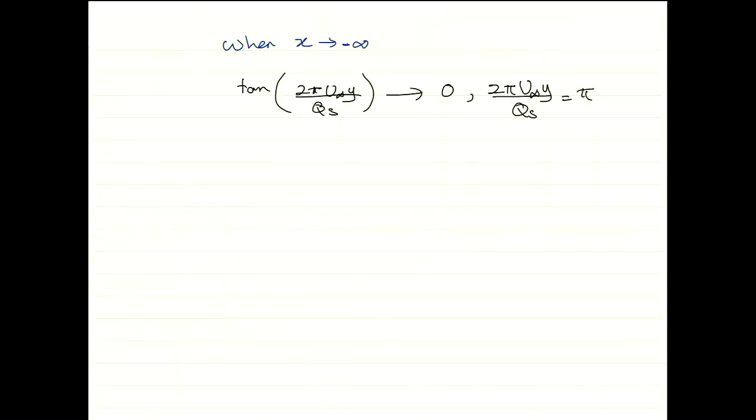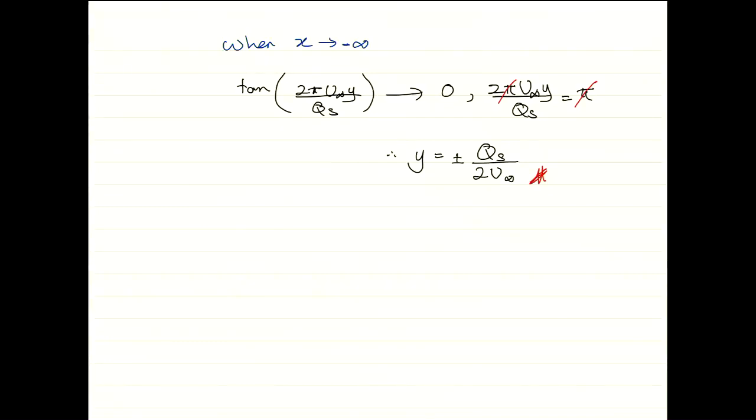Okay, because we know that tangent pi equals or approaches 0, right? So all I'm going to do is try and find an expression for y. If I rearrange this, I'm going to get y equals plus minus qs over 2u infinity. Okay, everyone agree?